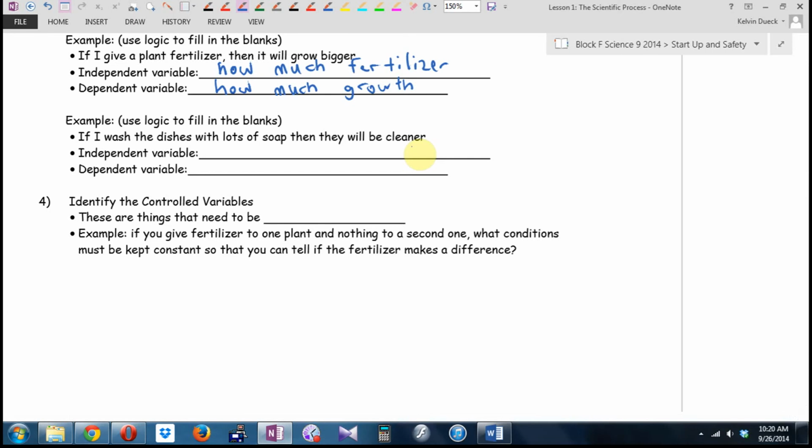If I wash the dishes with lots of soap, then they will be cleaner. What would the independent variable here be? Hudson. Okay. Amount is the fancy science word for how much? Amount of soap. Keep going, Hudson. What's the dependent variable, my friend? Now, how clean they are, do you think that would be quantitative, or would that just be kind of an observed qualitative? I can't come up with an easy way to measure cleanliness.